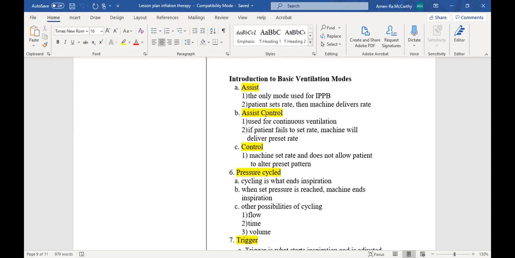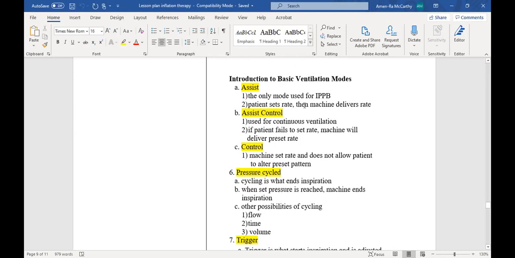Okay? All right. Now, again, assist mode, if we were using one of the old ventilators in order to do IPPB, and that's all we want. We don't want to ventilate them. We just want to hyperinflate them, right? We will put them in assist mode, and every time they trigger a breath, it's going to push that breath into them and stop, right?